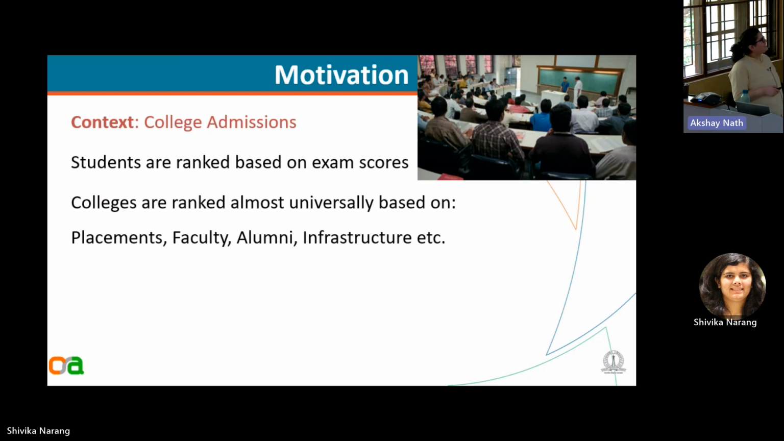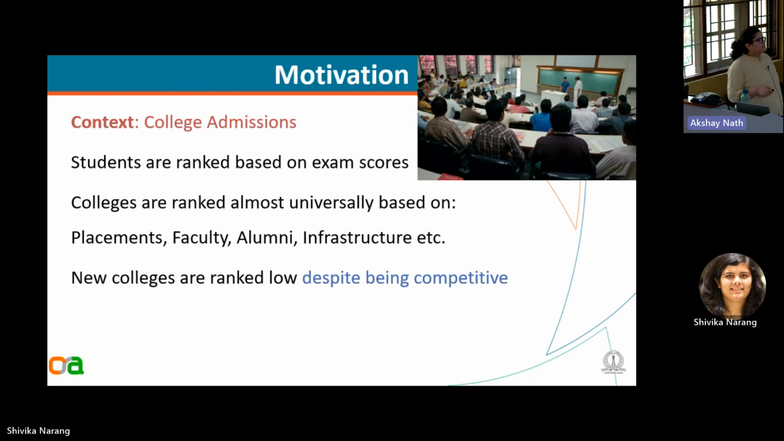So, and these rankings sort of also show up when people apply for colleges, right? So higher all India rank scores tend to go for certain colleges versus others. And what will happen is, new colleges are ranked low despite being competitive. So there might be some great visionary who's starting a new college, gets all the best faculty from IITs, IISc, wherever, and gets great infrastructure and is just as well equipped to give the students a good education as any of the older colleges, but they just are not considered as good.